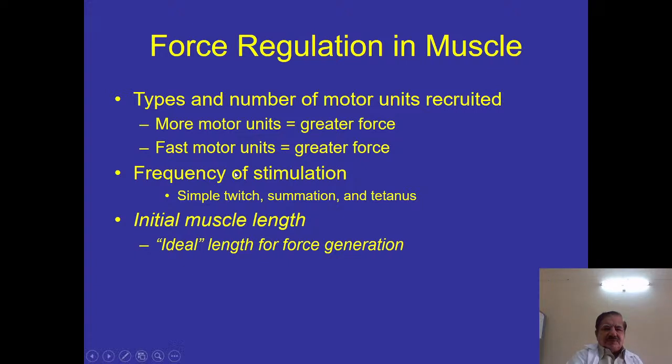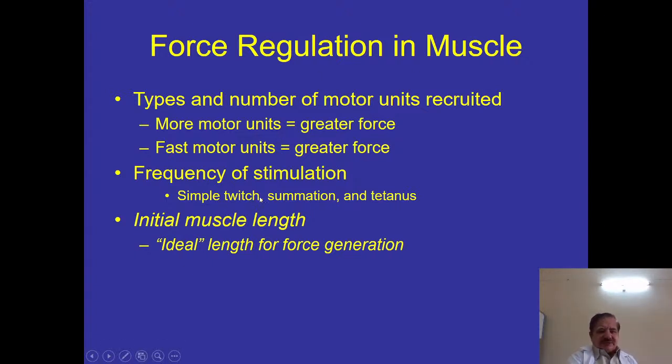So, force regulation in the muscle. Types and number of motor units recruited. The more the number of motor units used, the greater is the force. In the fast motor unit, greater will be the force. Example, fast moving, that is, the number of motor units are more because you are using more number of muscle fibers.